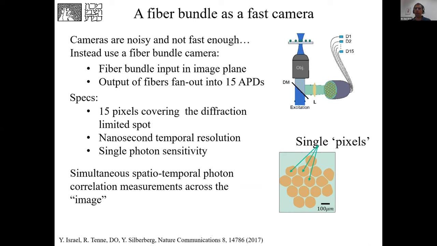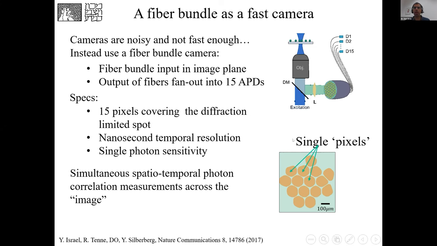Not having a camera like that at hand, we had to construct one. Standard cameras are noisy and not fast enough. You want something which is like a single photon detector, like an avalanche photodiode. So our makeshift camera was a fiber bundle where each of the fibers in the bundle fans out to a different avalanche photodiode. We used 15 avalanche photodiodes, and that's because we had a 16-channel correlator. We needed one channel for the trigger. And so you can think of this as a 15-pixel camera, which can measure simultaneous spatial and temporal correlations across this entire 15-pixel image.